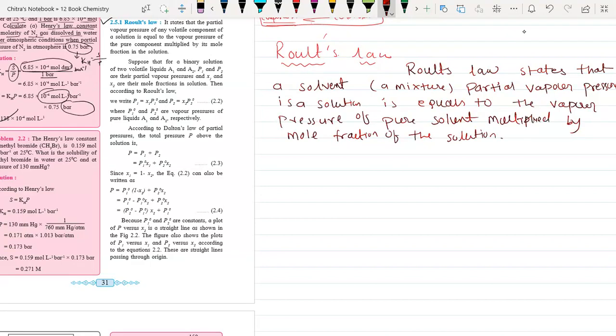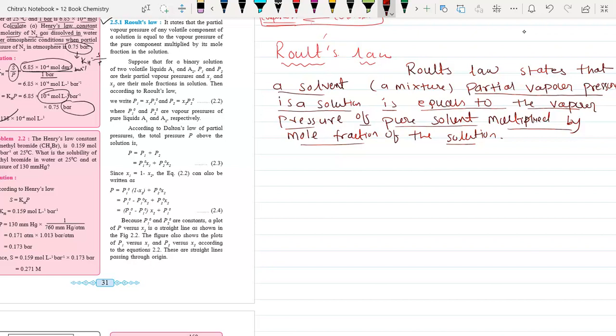So Raoult's law states that a solvent's partial vapor pressure in a solution is equal to the vapor pressure of pure solvent multiplied by mole fraction of the solution. Okay, everyone? Yes, sir. For solvent, see, generally what happens? Mole fraction we already discussed in last class, right?